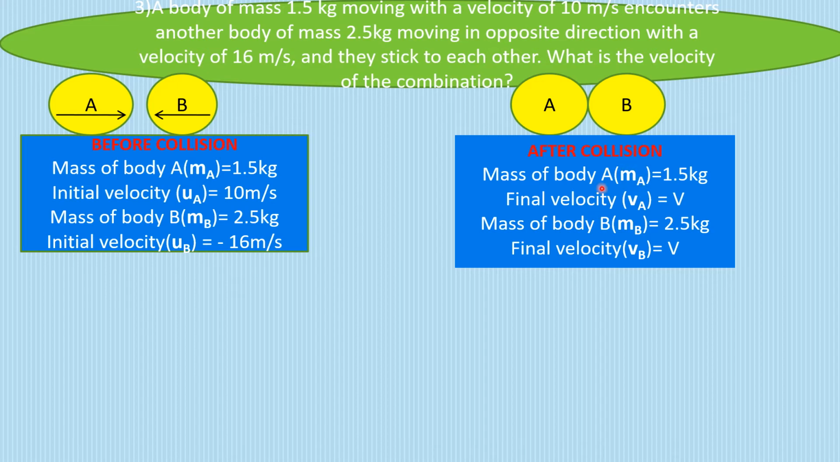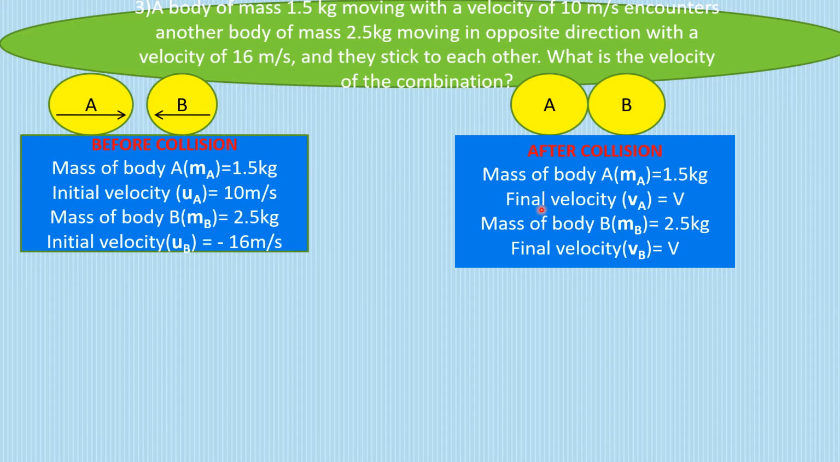So mass of body A is not going to change. It remains the same, 1.5. Final velocity we still don't know, so we'll consider that to be capital V. Then mass of body B is going to be 2.5 kgs, and the final velocity again we don't know, so we'll consider it to be capital V again, right? Now all the details we have right in front of you.